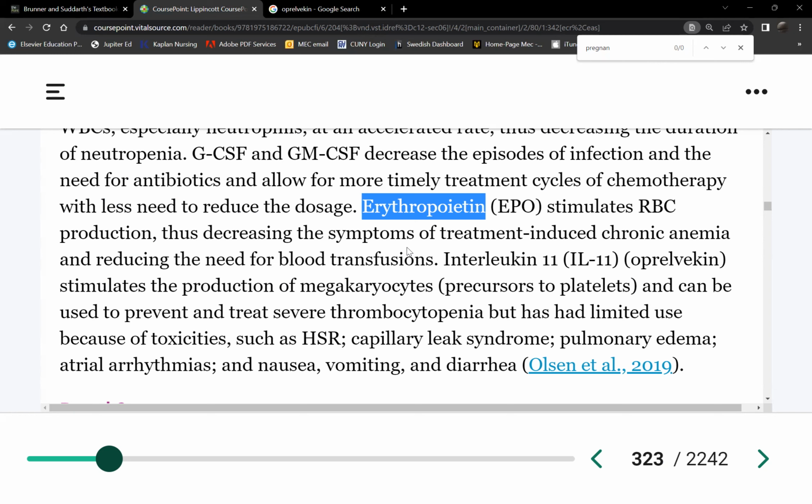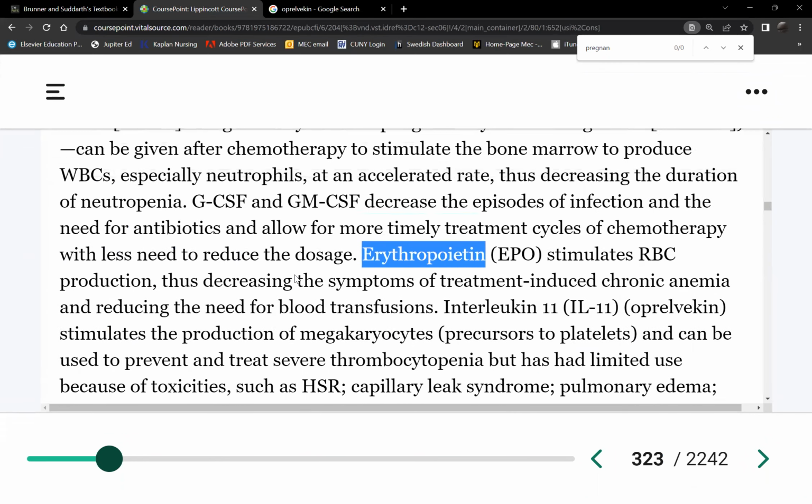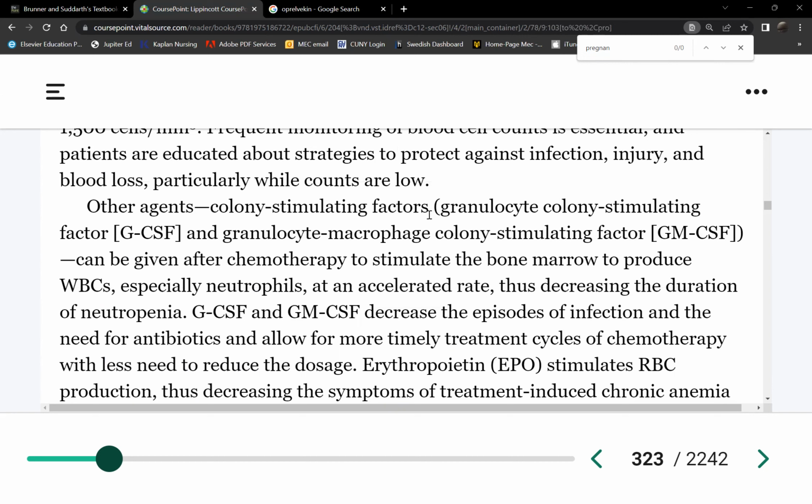And then for oprelvekin, I know the drug book will say this will cause pulmonary edema because this will cause water retention. And then for the filgrastim, they've been known to cause bone pain, like really painful bone pain, among others. So patients may get all three, depending on the... let's talk about when this will be given.